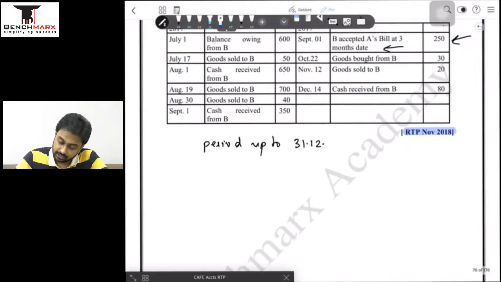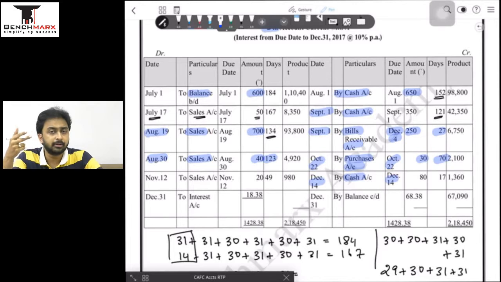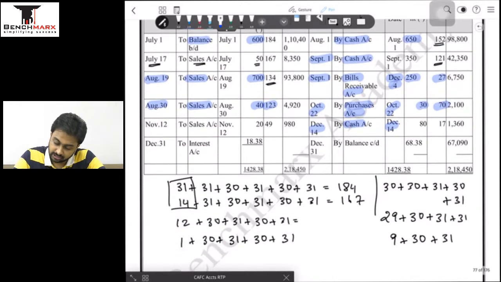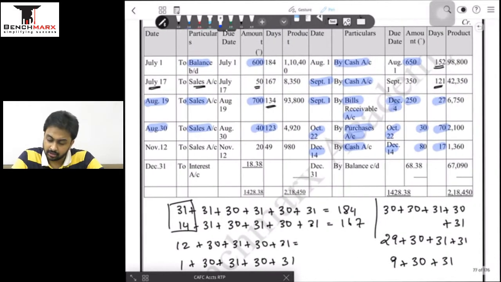What is the date? Date is 14th of December. So 14 December by cash bank, same date as due date, because any payment or receipt entry will always have the due date as the transaction date itself. And then number of days appears to be 31 minus 14, that is nothing but 17 days. Amount is 80, that is given to us in the question, 80. ठीक है. And your product column will have number of days into amount.